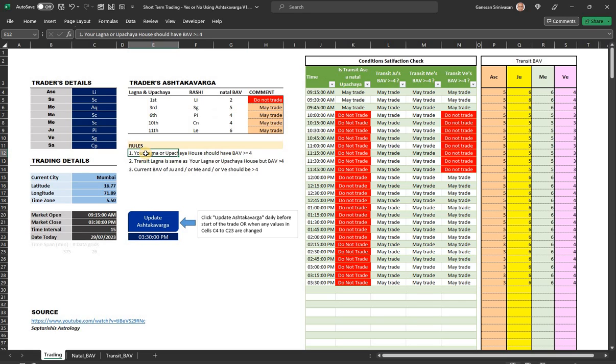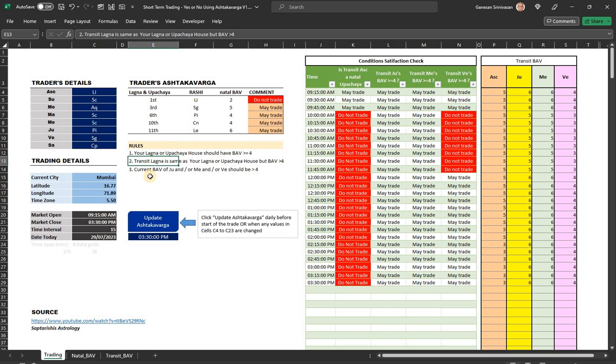This is connected only with your natal chart. Your lagna or upachaya house should have a binnashtakavarga of 4. Then only those persons qualify; this is the natal binnashtakavarga. So first house, third house and all that. This is a general makeup for the trader as a natal birth.